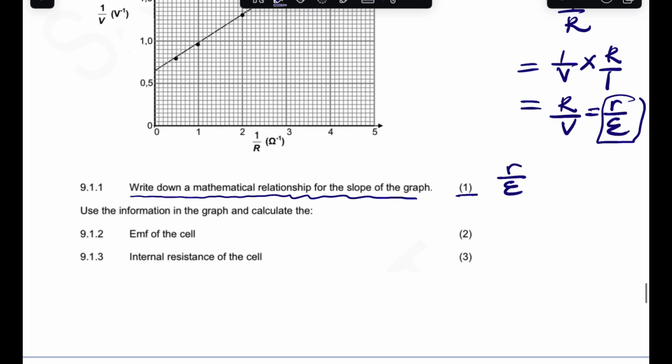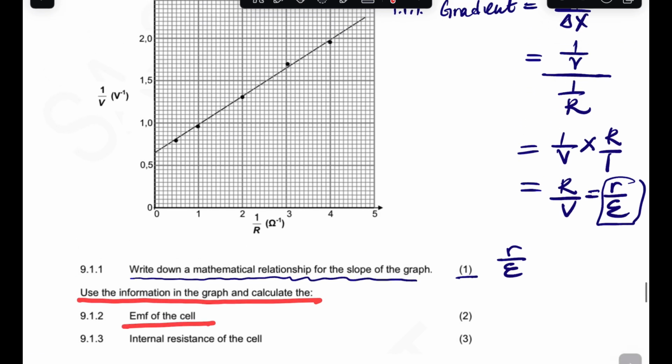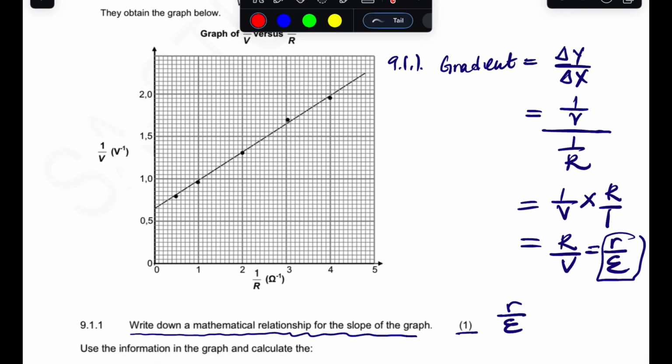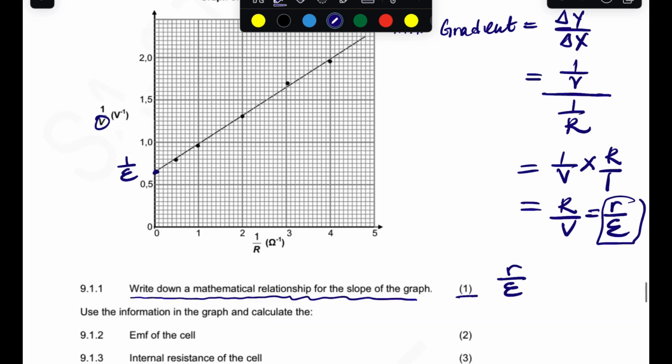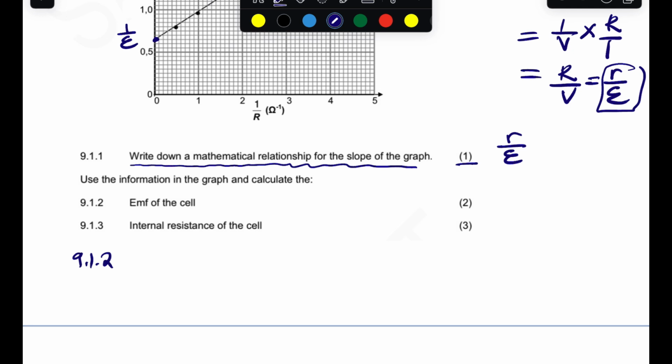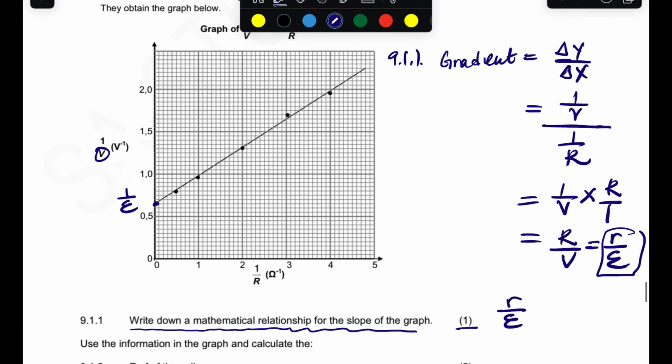That's our gradient there. Now it says use the information in the graph to calculate the EMF of the cell. So in this graph, the EMF of the cell is where your graph cuts the y-axis. So you find the EMF there, but it's an inverse. So this point is the inverse of the EMF, right? Since it's 1 over V, it's going to be 1 over EMF, right? So we want that value there. So 9.1.2, we have to find that value there.